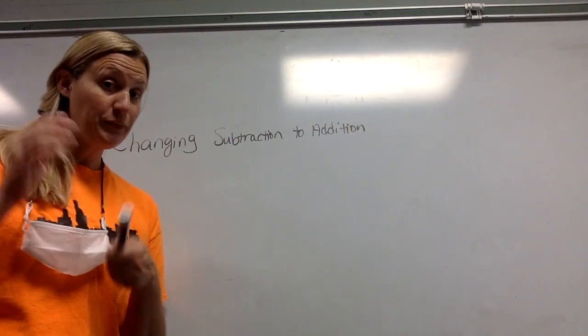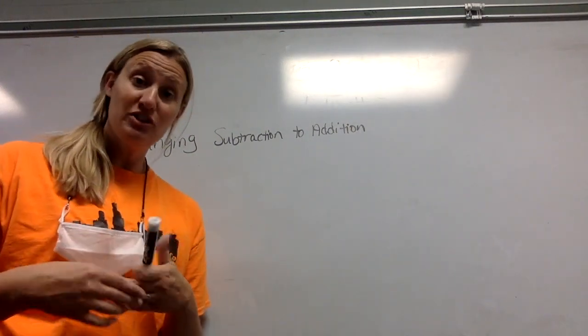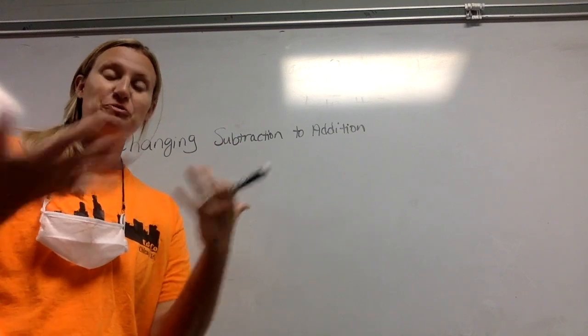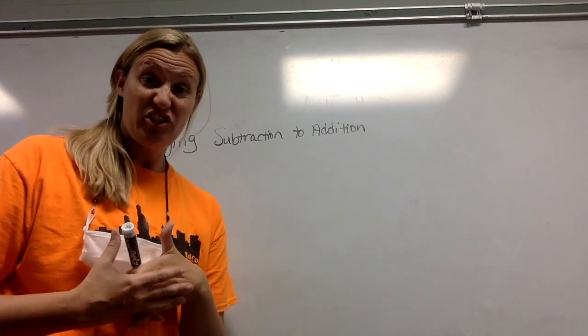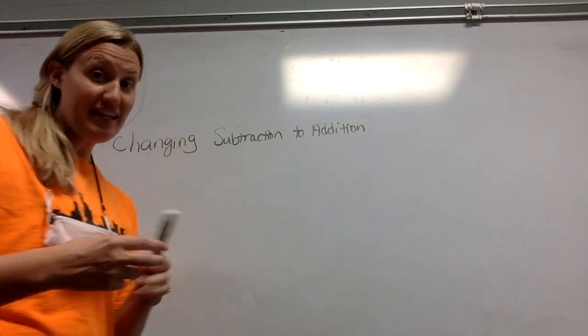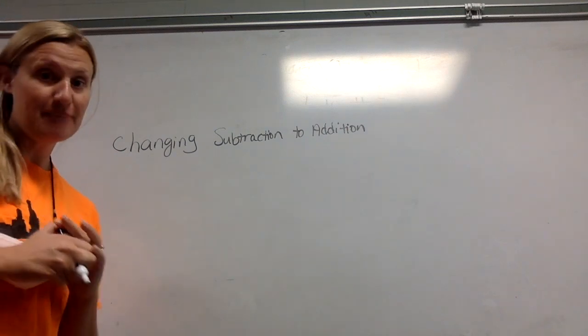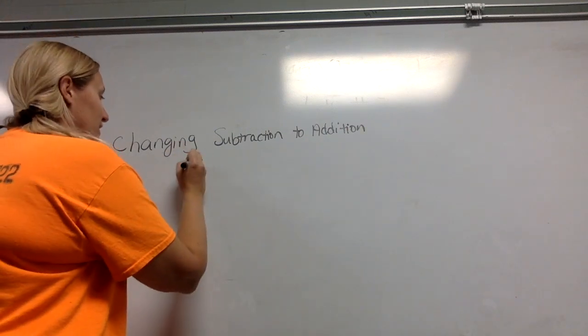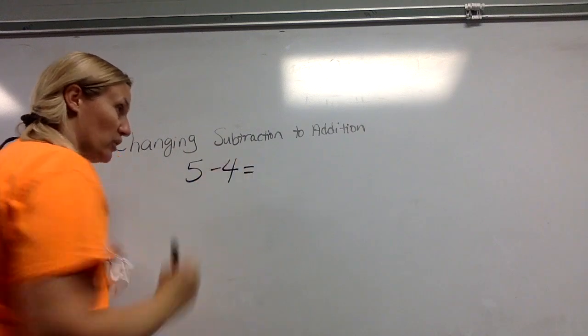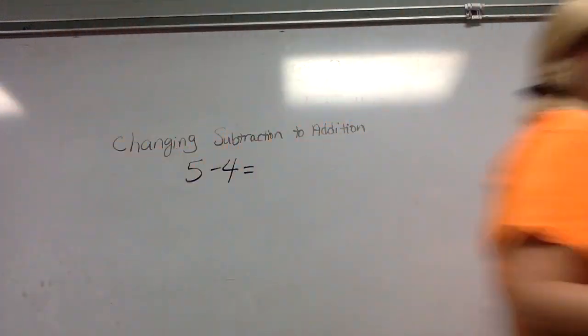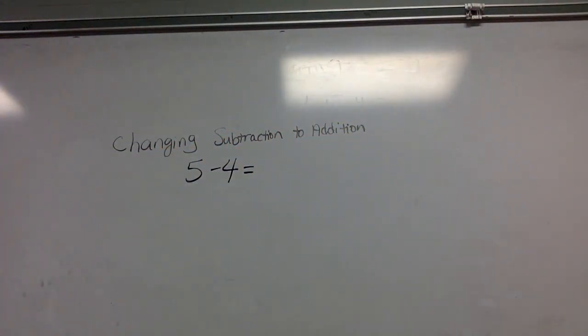Okay, in this video, we're going to talk about how to change subtraction to addition. How do you subtract integers? You have to first change the subtraction to addition, and then you follow our rules for adding integers. So, for example, if I give you something like 5 minus 4, you know how to do 5 minus 4. You don't have to worry about this.